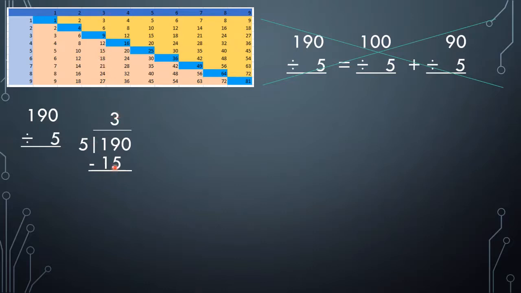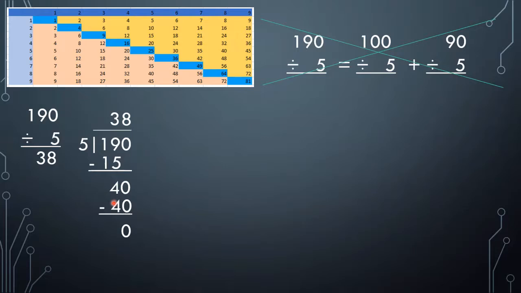Then 3 times 5 is 15. Then what you do, subtraction. So 19 minus 15 will be equal to 4. Then copy the 0. 40. Afterwards, you look again at the table. Find 40. Oh, here's the 40. And it's partnered with 8. So since it's partnered with 8, you can write 8 here. So 8 times 5 is 40. 40 minus 40 is 0. So now we know that 190 divided by 5 is 38.